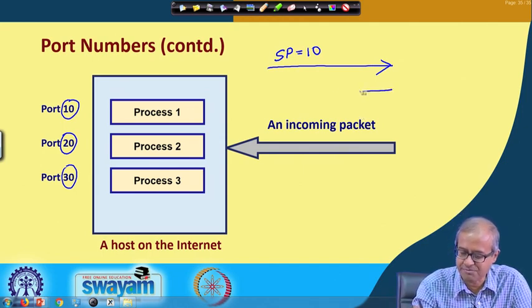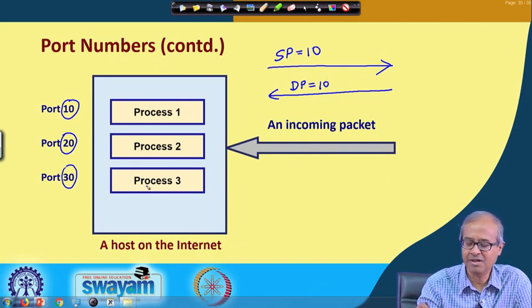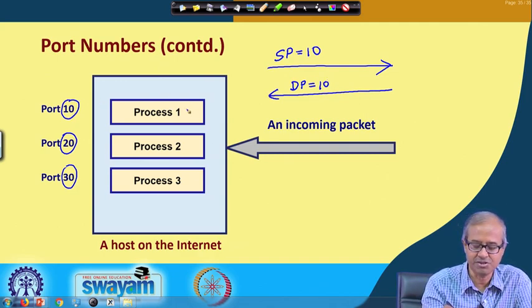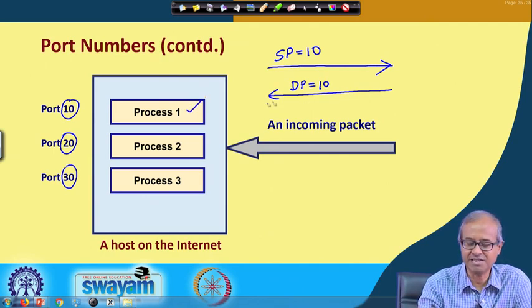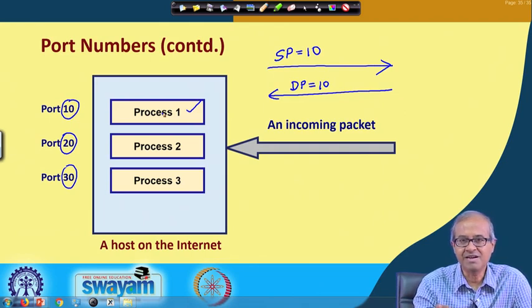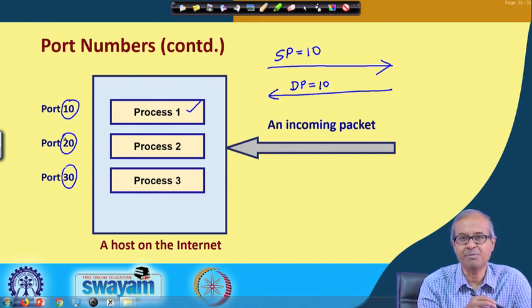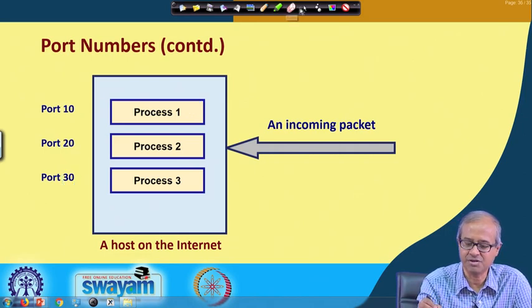And when a response comes back, in the response the destination port number will be set as 10. So that this computer will know that 10 is what? 10 is this process 1. This packet has to be delivered to process 1. So, this is how the transport layer in this computer will take care of sending and receiving of the packets and delivering them correctly to the appropriate application or process. Okay? This is how it works.